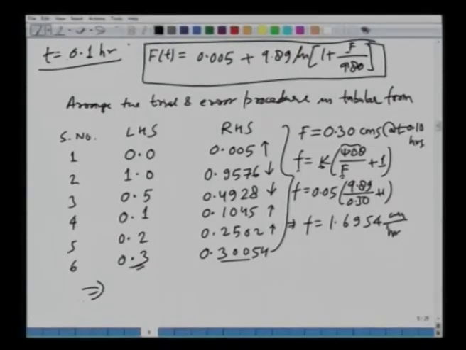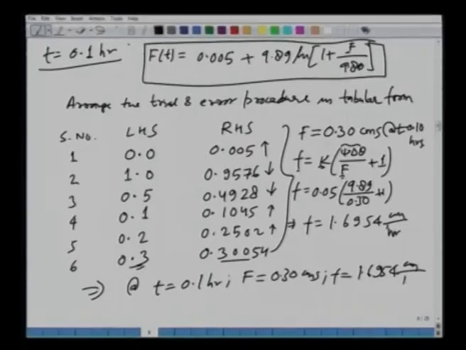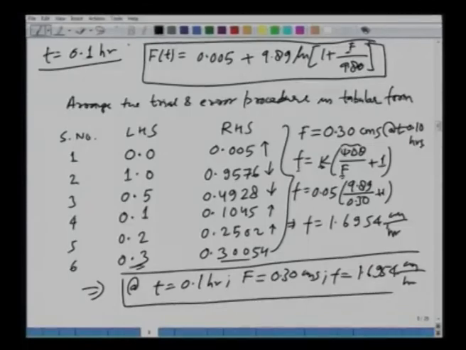So, therefore, at t equal to 0.1 hours, you have capital F as 0.30 centimeters and small f as 1.6954 centimeters per hour. These are the values at t equal to 0.1 hour. So, you can see that we can continue in this fashion and find out the capital F and small f at other different times.